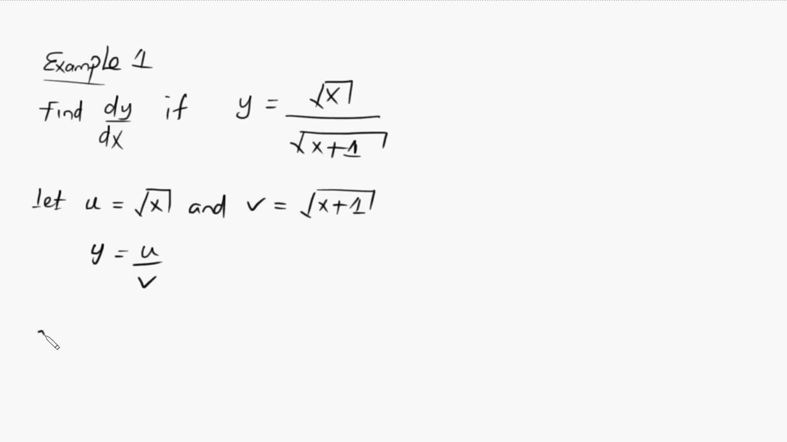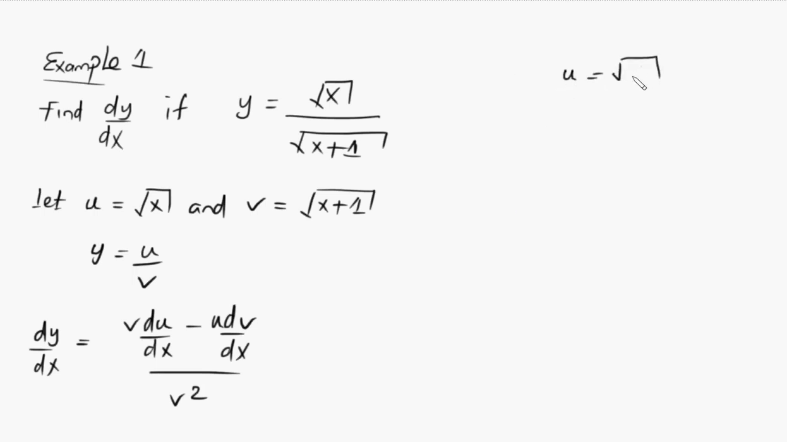So I can easily find dy/dx by using the quotient rule, which says v du/dx minus u dv/dx, over v squared. This is my u. My u is the square root of x. So du/dx is very simple. We have done it many times, so no need to revise. It's just 1 over 2 times the square root of x.